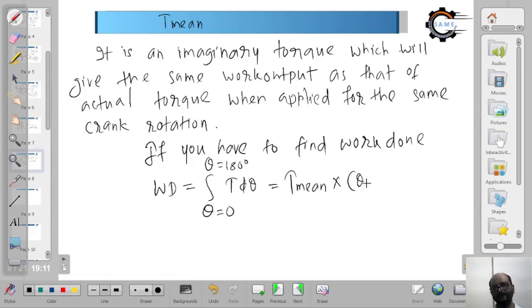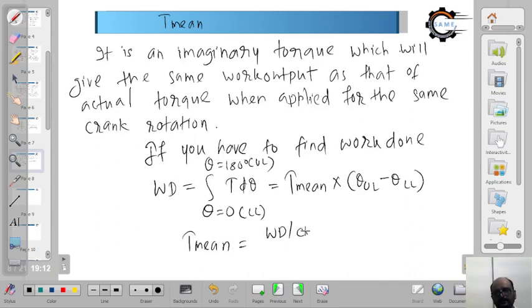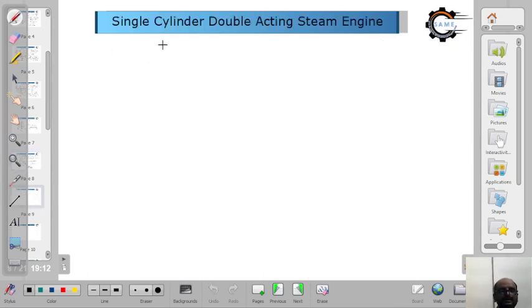Upper limit 180 degrees and lower limit, this is just a mathematical expression I am doing here. I have to equate both, and from this I will find out the mean torque, which is equal to the work done per cycle divided by the crank rotation in one cycle. In one cycle, how much the crank has rotated, that we have to find out.